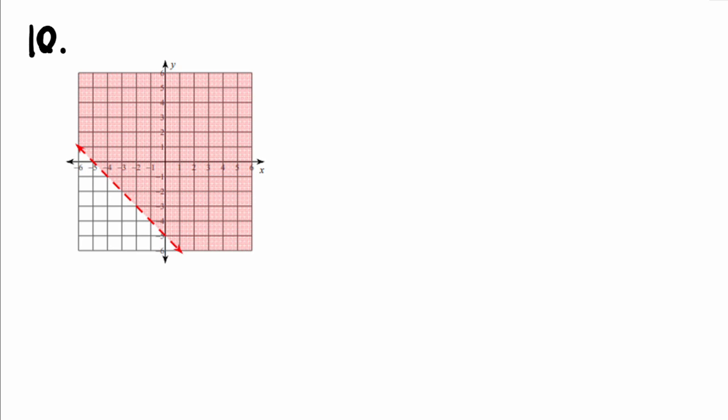Number 10, we're going to look at this graph, and it looks like this is just y equals negative x minus 5. Okay, so if it was just the line, we'd say y equals negative x minus 5, but since we're shaded above, it's going to be greater than, and because the line is dotted, it's not going to be greater than or equal to.